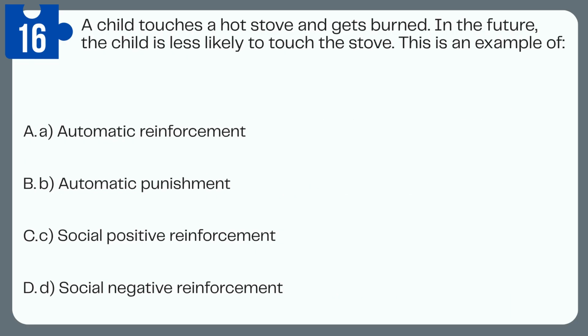Question 16. A child touches a hot stove and gets burned. In the future, the child is less likely to touch the stove. This is an example of A. Automatic reinforcement. B. Automatic punishment. C. Social positive reinforcement. D. Social negative reinforcement.